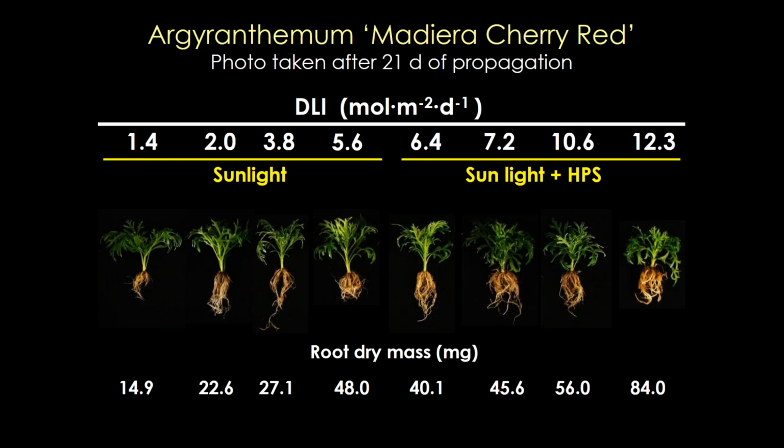Here's an example with Argyranthemum. Again, we see as that daily light integral increases, especially with supplemental lighting, in this case high pressure sodium lamps, we see a very large increase in that root dry mass, and again, a reduction in overall propagation time. So this photograph was taken 21 days after stick.